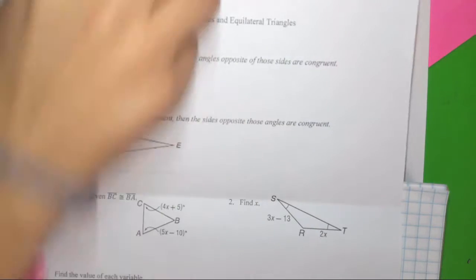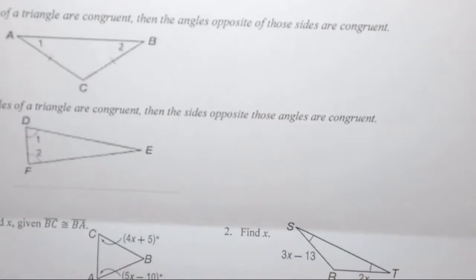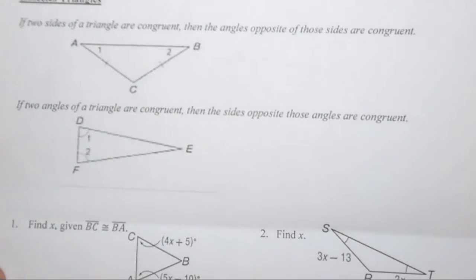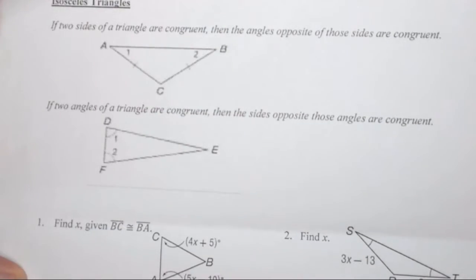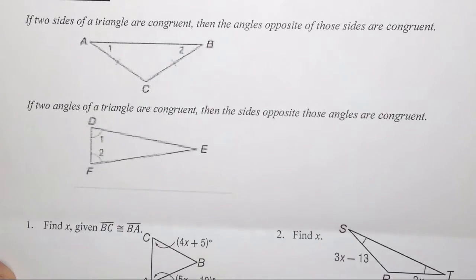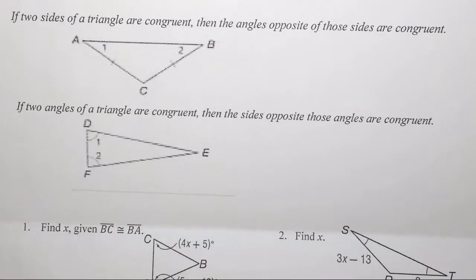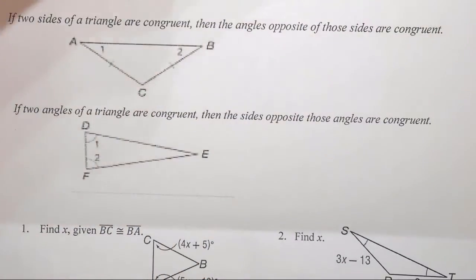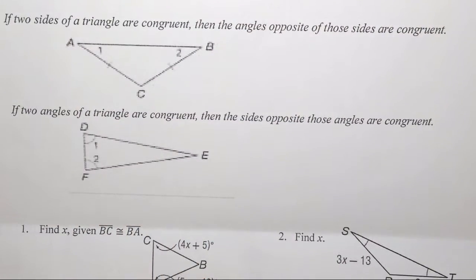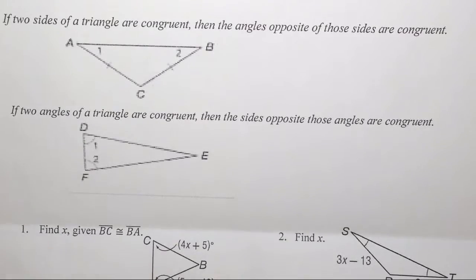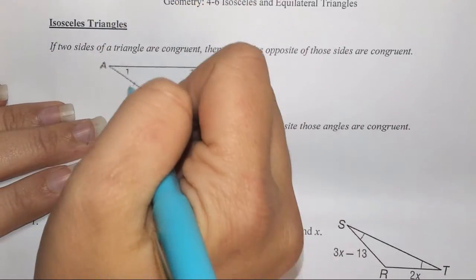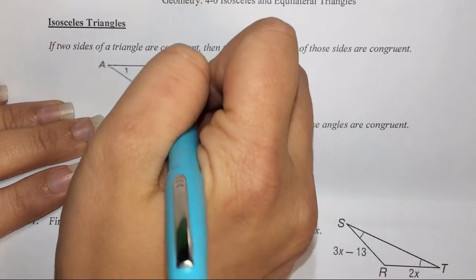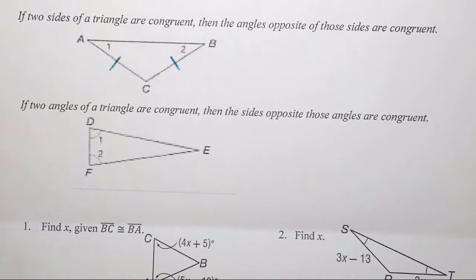So what do we know about isosceles triangles? Two sides are congruent. And what about the angles? Two of them are congruent. Awesome. Now, this says that if two sides of a triangle are congruent, then the angles opposite of those sides are congruent. So we have a ticky on AC, and we also have a ticky on BC.